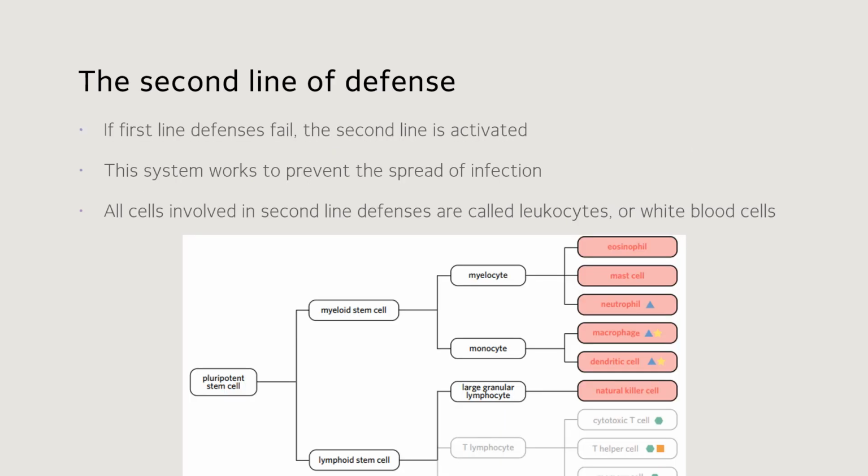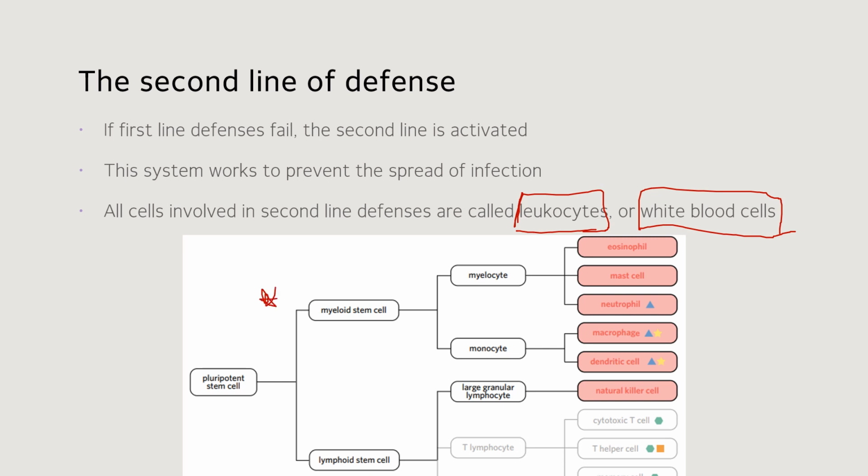The second line defenses are still the innate immune system, so they're still natural, we're still born with it, and they're still very non-specific, but they do work internally to prevent the spread of infection. If a pathogen does breach our first line defenses, gets through our skin, gets through our mucus, whatever, this is the next line that's sitting there waiting to further try to destroy that pathogen. These cells are called either leukocytes or white blood cells. You've probably heard white blood cells before, but they can also be called leukocytes.